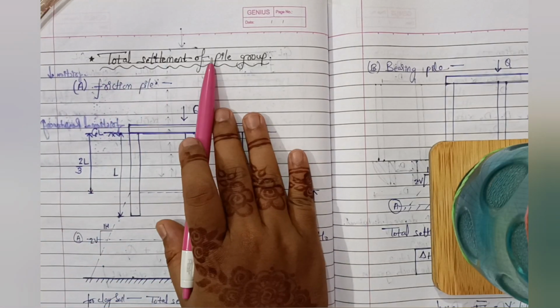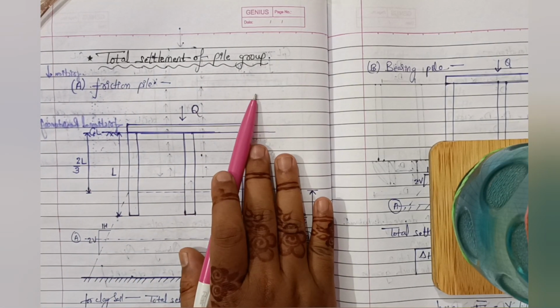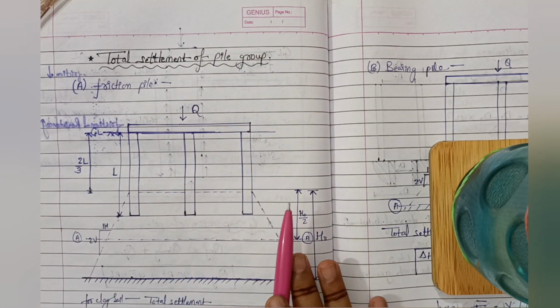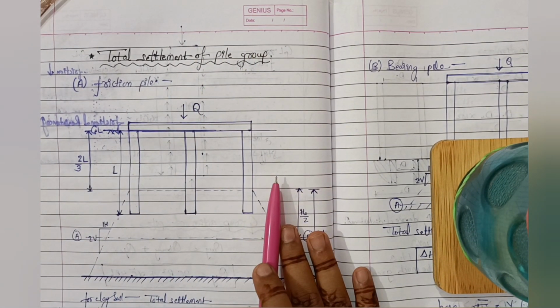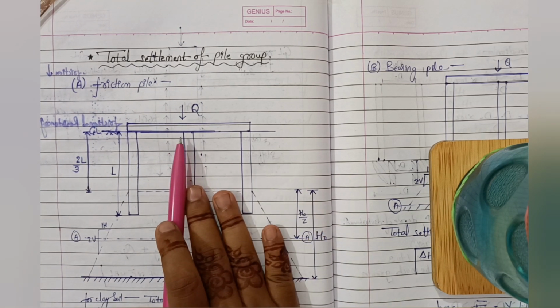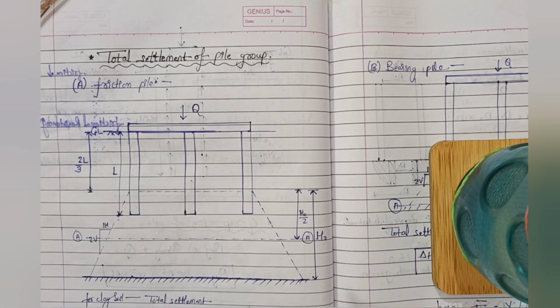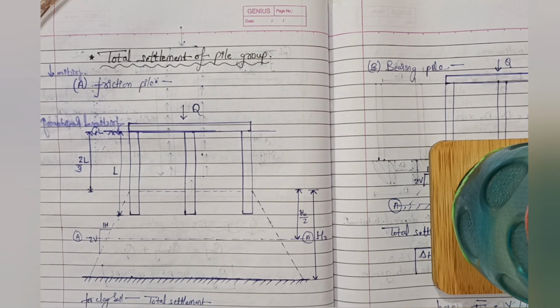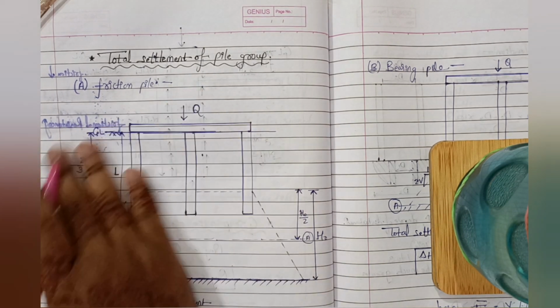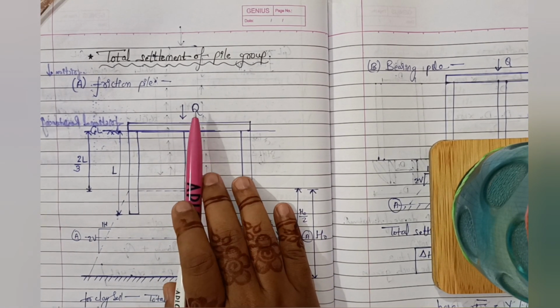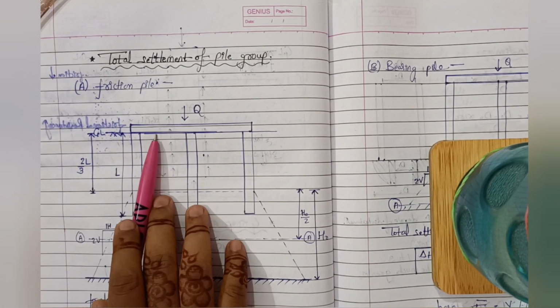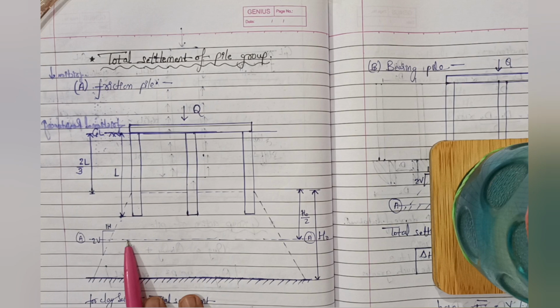Now you will see the total settlement of a pile group. Okay, the topics that we are studying in the quick revision format, we will cover the numericals of all these topics, so that it will be easier for you to understand the topic, and you can understand how to implement the formula to solve the numericals also. Okay, so this is the pile group, and load Q is applied. This is your ground level, and this is the length of your pile.